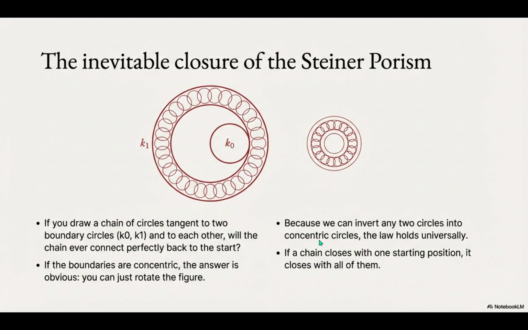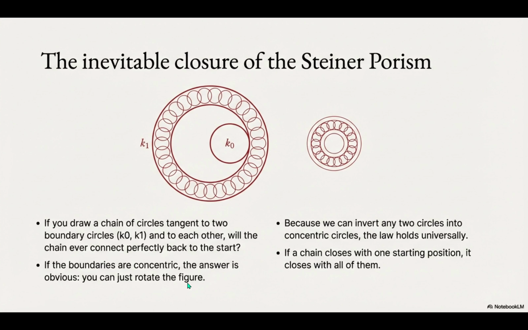The big question is, if you keep drawing circles around that awkward gap, will the chain ever connect perfectly back to the starting circle without overlapping or leaving an ugly gap? If the two boundary circles were perfectly concentric, meaning they shared the exact same center point like a bullseye, the answer would be obvious. The gap would be uniform everywhere. So if a chain of identical beads closed perfectly once, you could just rotate the whole necklace like a ball bearing, and it would always close perfectly no matter where you started drawing the first circle.